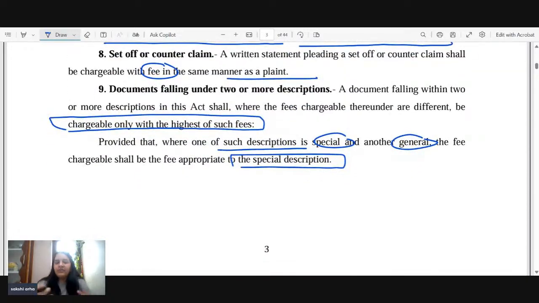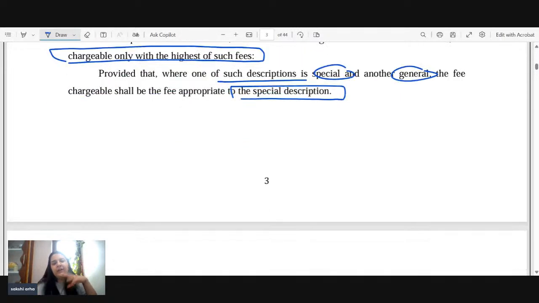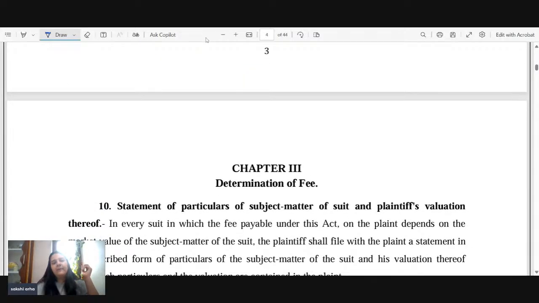So उसके लिए भी एक court fee pay की जाएगी. Okay, it is also treated as a separate suit and a court fee will be payable. Now, when a document falls under two or more separate descriptions, then the highest fee will be paid. Okay, but when there is one special description and one general description, then special will prevail and the fee will be according to the special, even if it is lower.